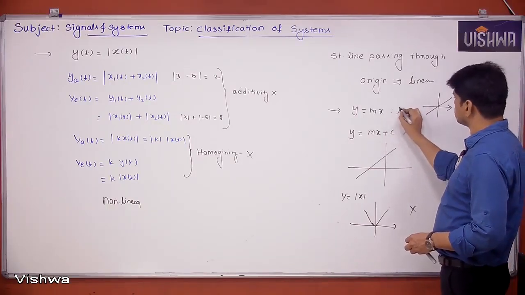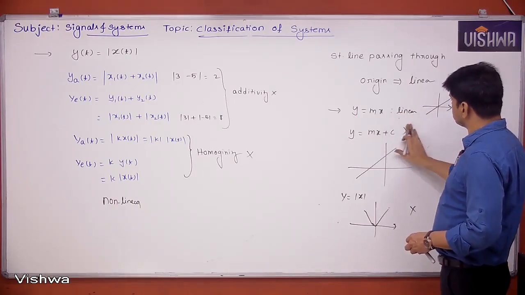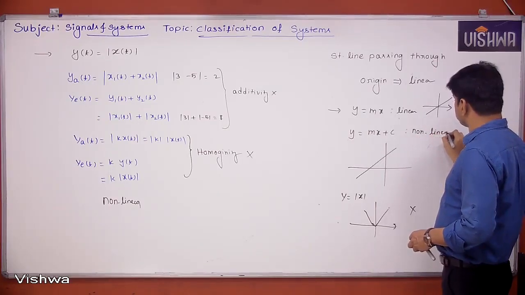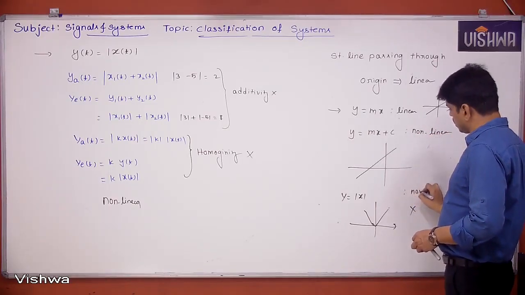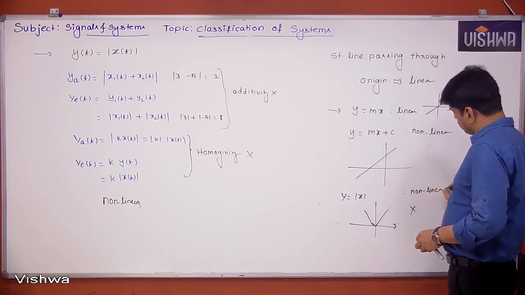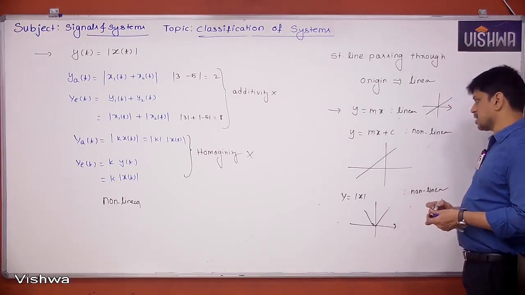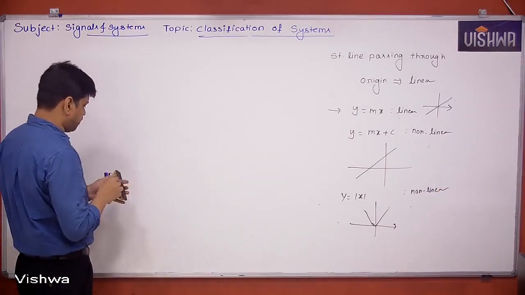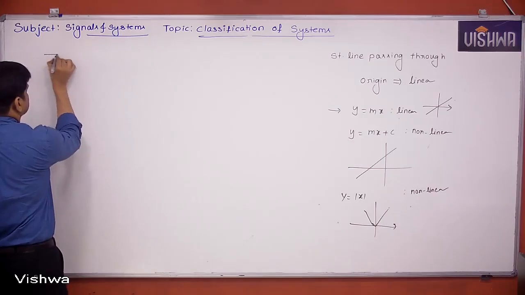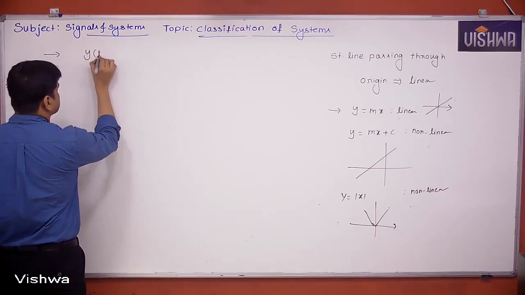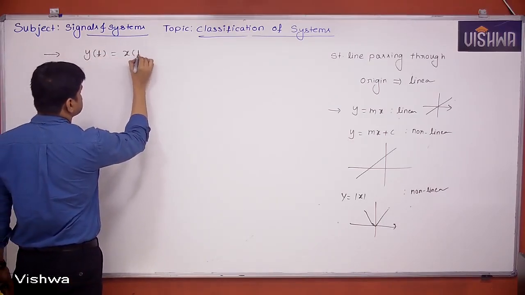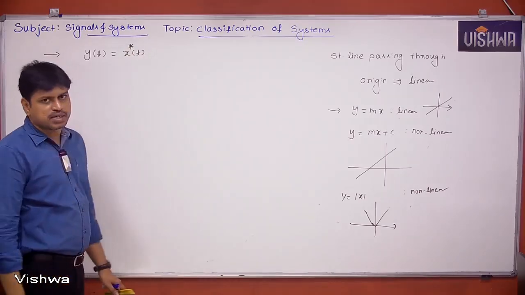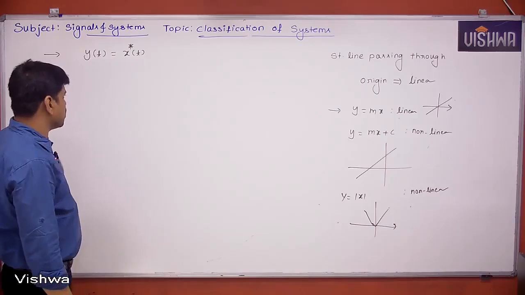This is linear, this is non-linear, and this is also non-linear. Only y is equal to mx, a straight line passing through origin, is linear. Now, y of t is equal to x of t conjugate. Many people think that it is a linear system, but it is not, it is a non-linear system.